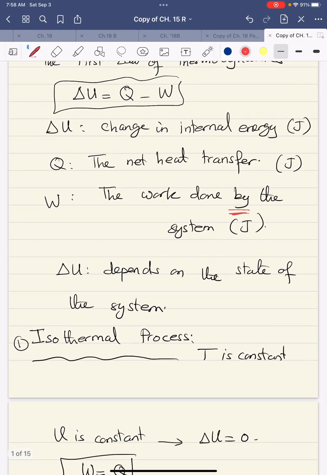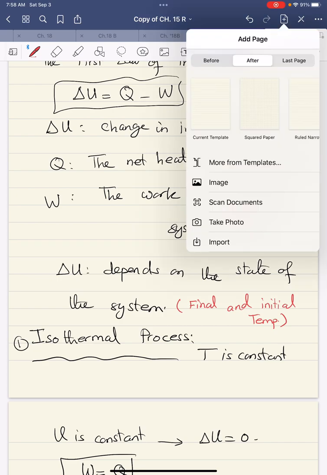Now, delta U depends on the state of the system, meaning it depends on the final and initial temperatures only. It has nothing to do with the path, and I will explain in a little bit what that means. But work and heat depend on the actual path that you are taking. Let me explain this here.